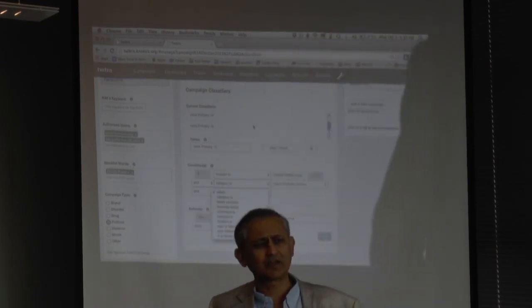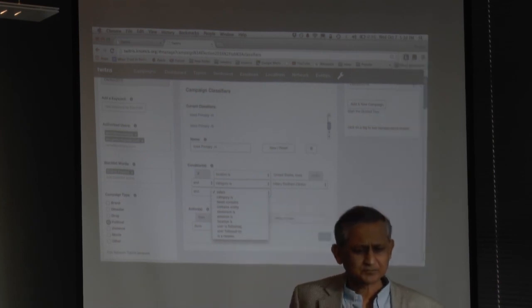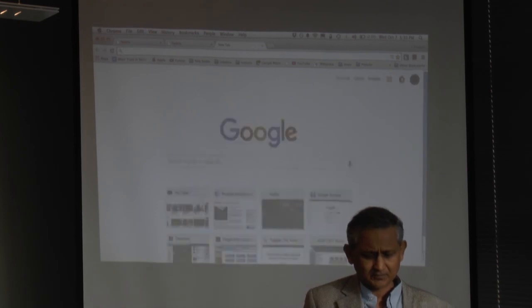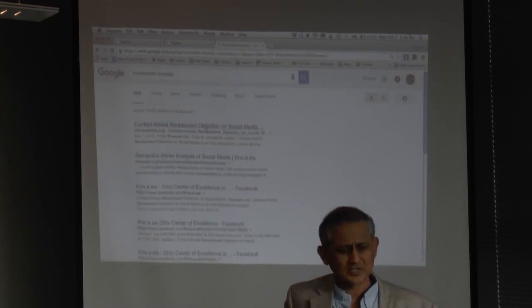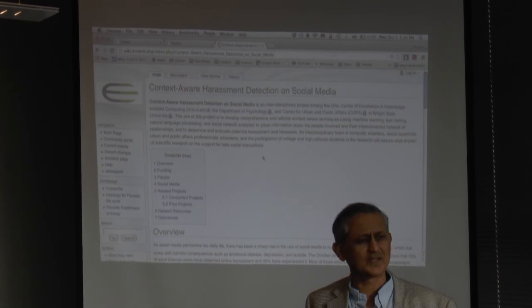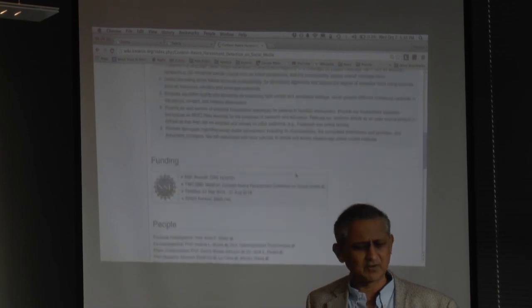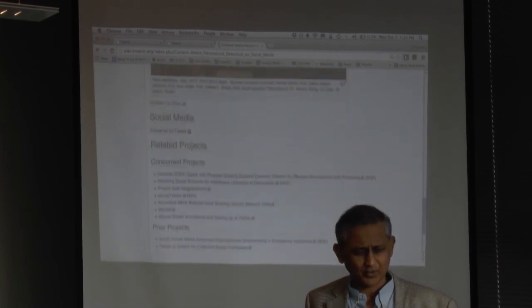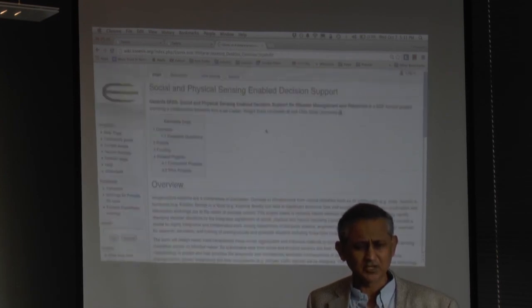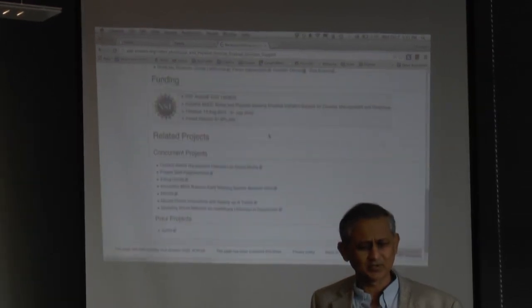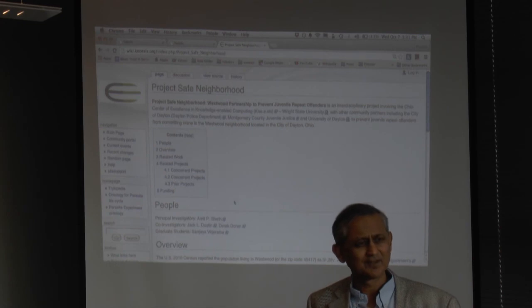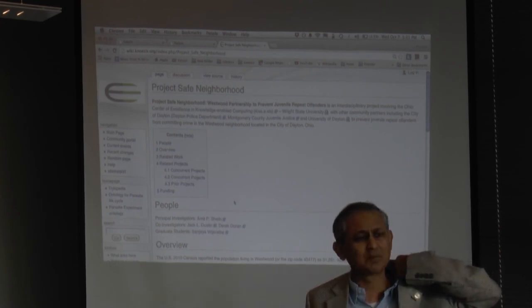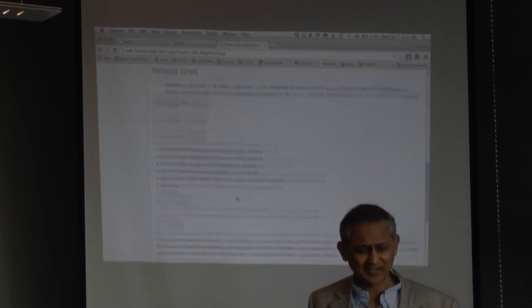For us, whether there's enough of a technical case or not, if you look at projects at Kno.e.sis, here is one called Context Aware Harassment on Social Media. Twitter is directly relevant and useful for that. Then there is a project called Social and Physical Sensing Enabled Decision Support. Again, Twitter is directly useful here. It's a couple of million dollar project. Then there is Project Safe Neighborhood, and Project Westwood to prevent juvenile repeated offenders. Again, Twitter and the underlying technology are useful here.